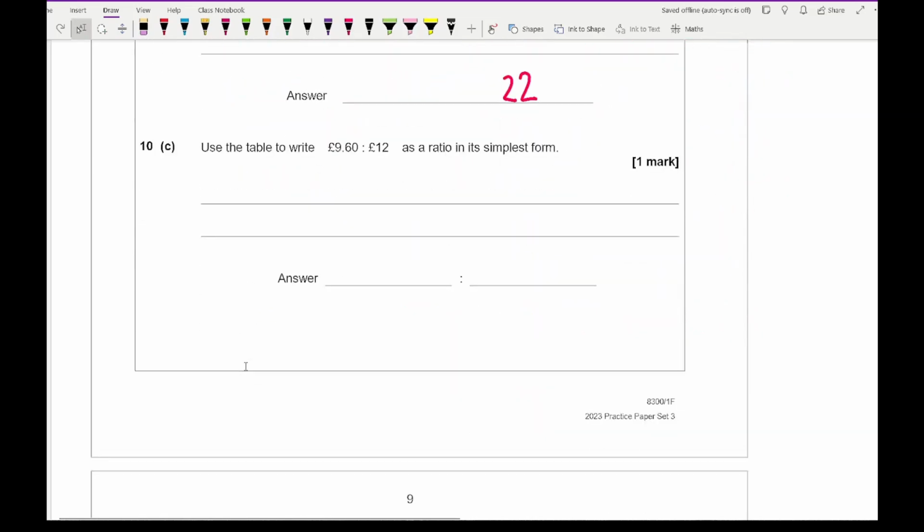Moving on to question 10c, it says use the table to write £9.60 to £12 as a ratio in its simplest form. Now, I have to double check on how we actually use the table for this, but let's just go from this here. So again, we can't have decimals in a ratio, so we multiply both numbers by 10, so that becomes 96 to 120. And then because they're both even, I can just keep dividing by 2, so I've got 48 over 60.